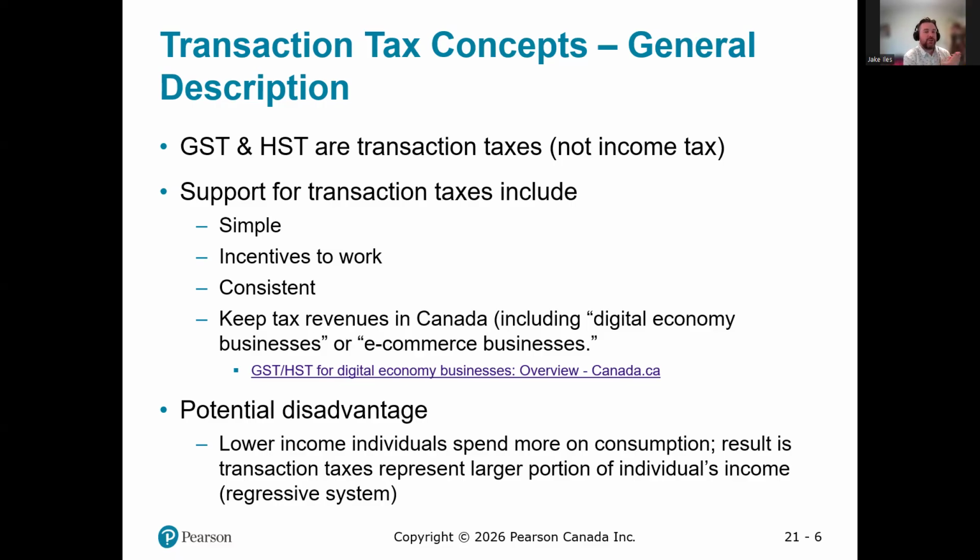So because that $130 makes up a larger percentage of my overall income, it's considered to be a regressive tax. Lower income individuals spend more on consumption. The result is transaction taxes represent a larger portion of individuals' income. There's also the aspect that a certain amount of money is spent for our day-to-day living. So we spend for rent or mortgage. We have to buy food. We have to buy clothes. If I need a laptop for work, I need to buy it. So a larger portion of my income is spent on those needs.